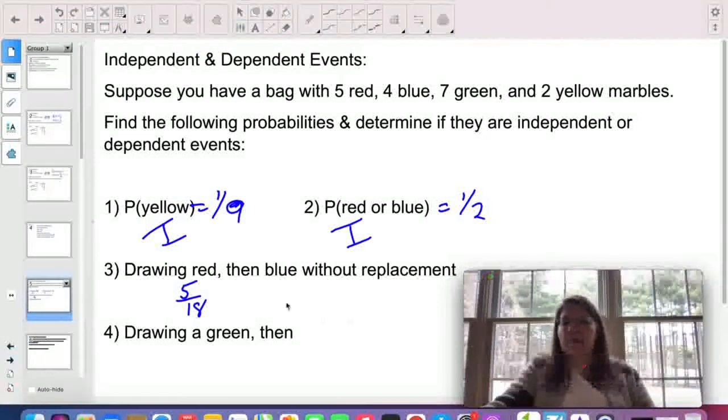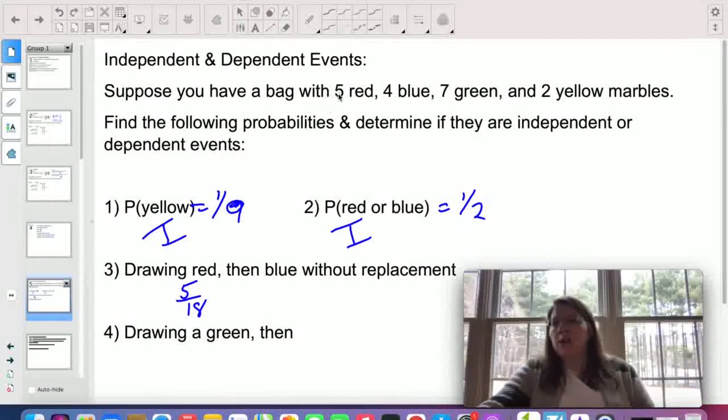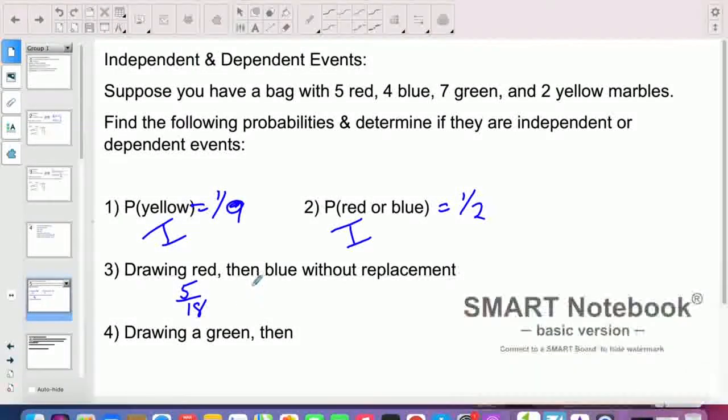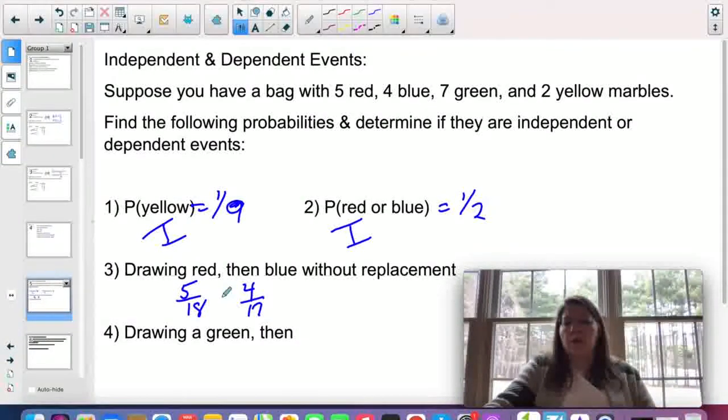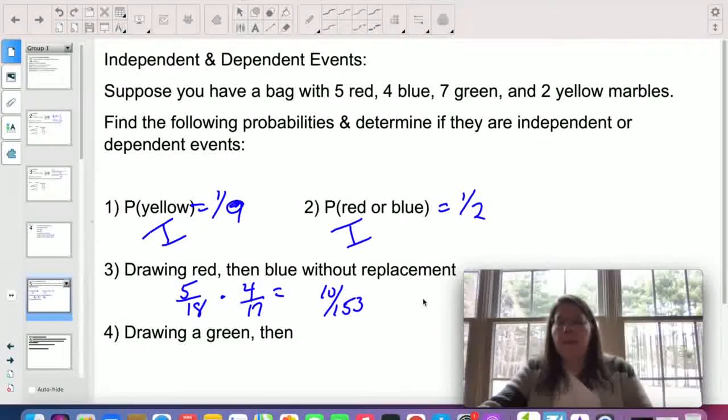And then it asks me to draw a blue without replacing that last marble. Well, if I don't replace that last marble, aren't there only 17 left in the bag to choose from? So I have 4 blue marbles out of the 17 that are left. So the probability of getting a blue marble is 4 out of 17. So now, to get the probability of both of these events together, what I have to do is multiply these two probabilities together. So my probability of drawing a red then a blue without replacement is 10 over 153.